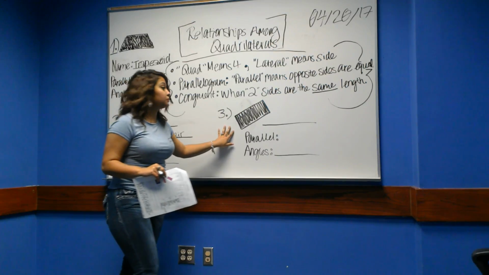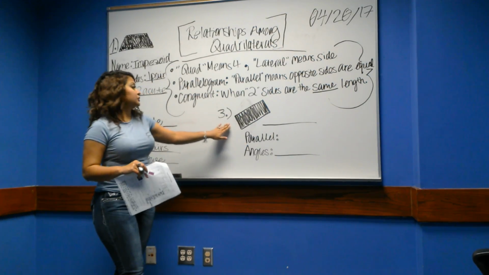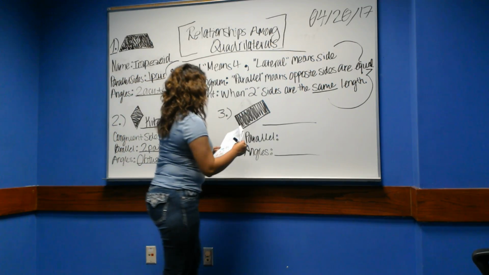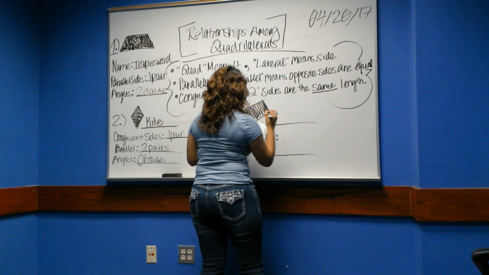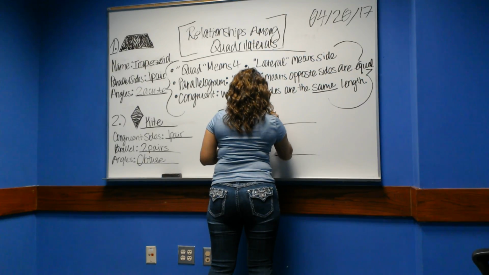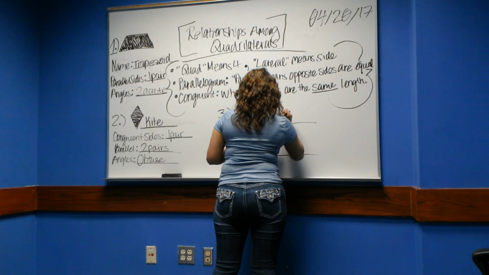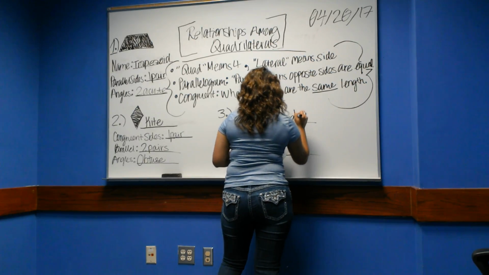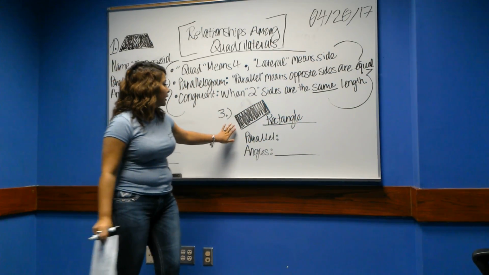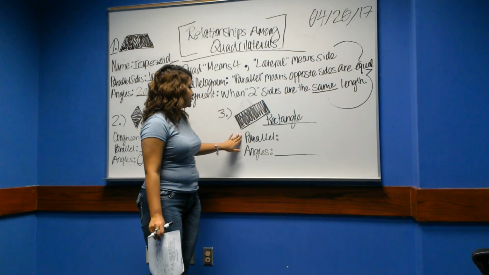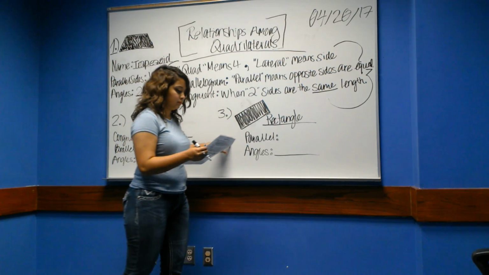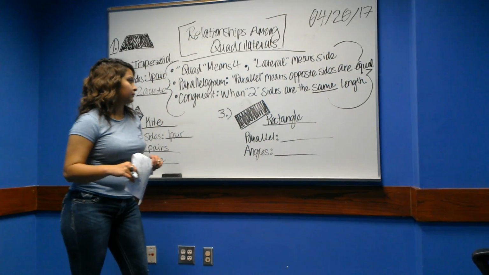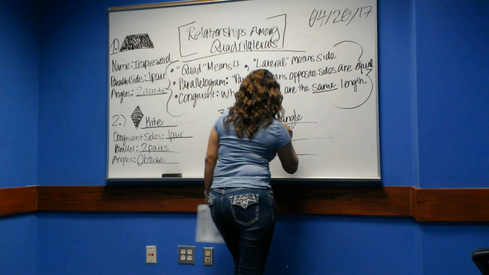Okay, first let's identify what the shape is. Remember, just because it's turned a little bit doesn't mean it's going to be another shape. Yes, it's a rectangle. By looking at this rectangle, how many parallel sides can you see? Yes, there's two pairs.